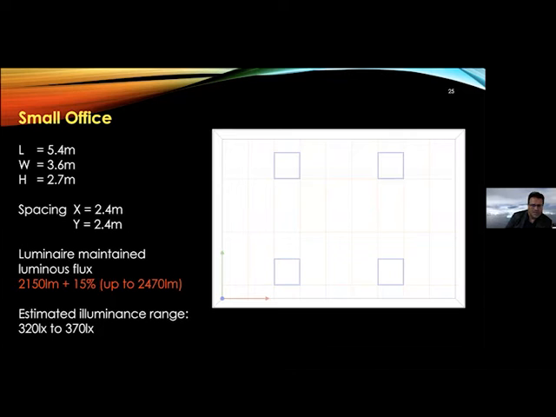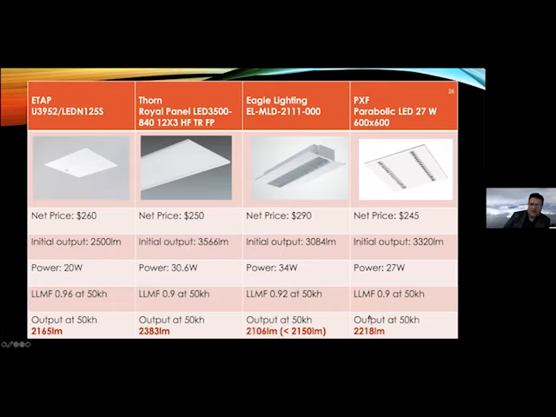Okay, so let's look into a slightly different layout. We've got a slightly larger office. Here are the dimensions, and here is our target of around 2.15 kilolumen plus the margin. We've got 4 luminaires. And here we've selected slightly different products. Now we've selected a very basic U3 from our range. We've got Thorn, we've got Eagle Lighting here, and we've got again Plexiform.